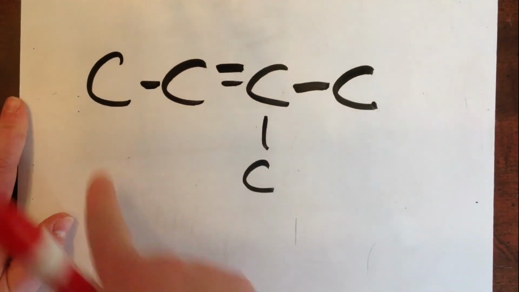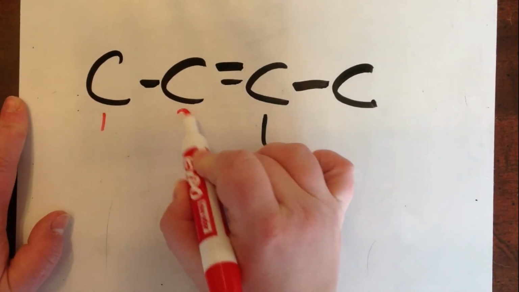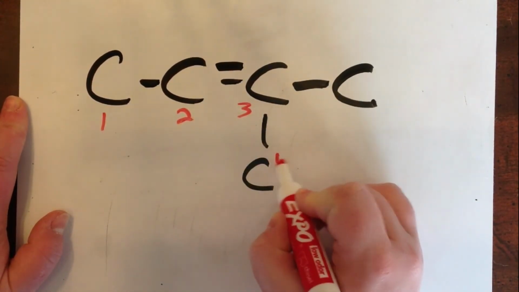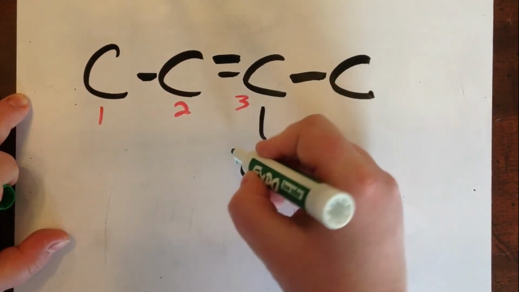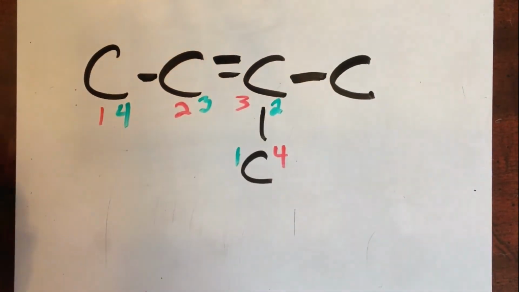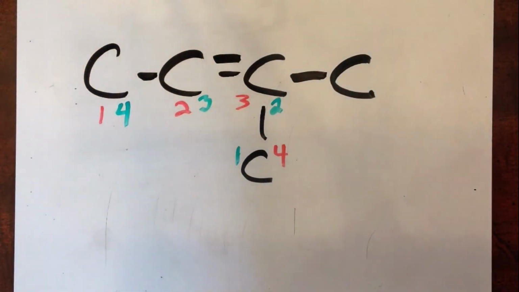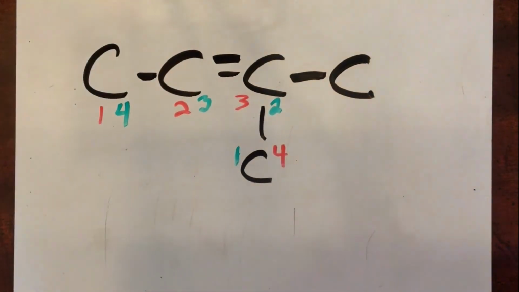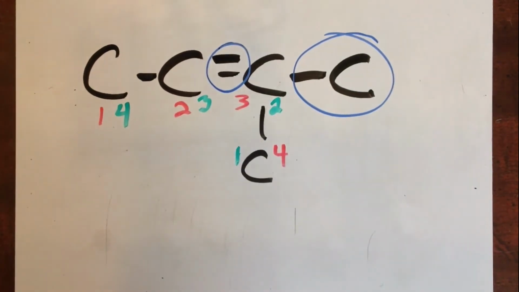So just for fun, I'm going to go the across and down. Again, we're going to number from both sides. 1, 2, 3, 4. And 1, 2, 3, 4. Now the two things that I'm going to need to locate are the branch and the double bond.